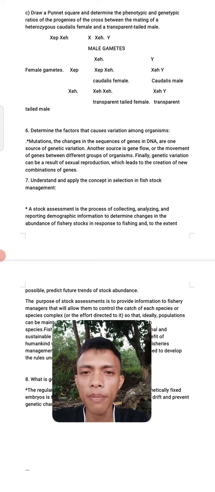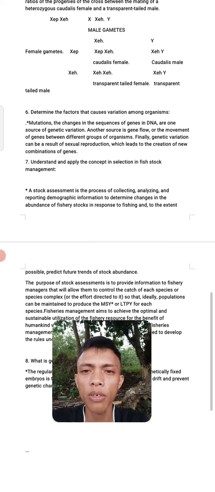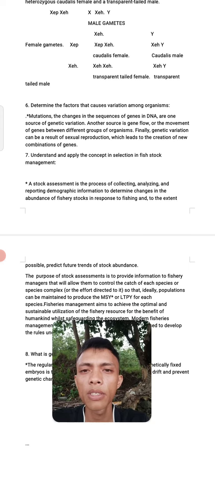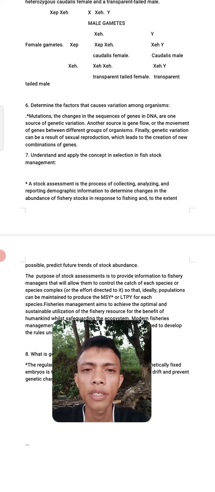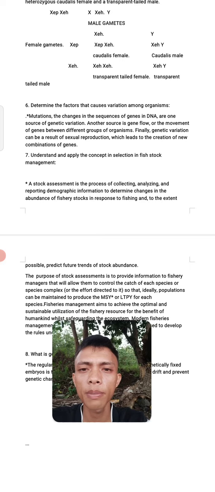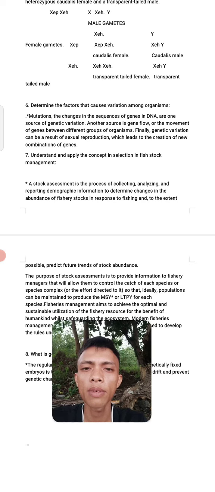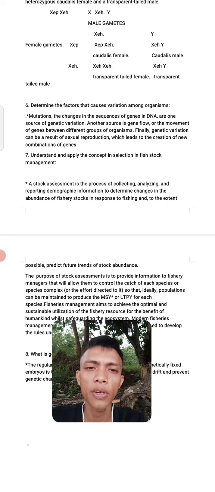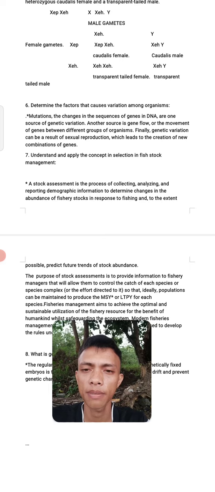Number 6. Determine the factors that cause variations among organisms. Mutations, the changes in the sequence of the genes in DNA, are one source of genetic variation. Another source is gene flow, or the movement of genes between different groups of organisms. Finally, genetic variation can result from sexual reproduction, which leads to the creation of new combinations of genes.